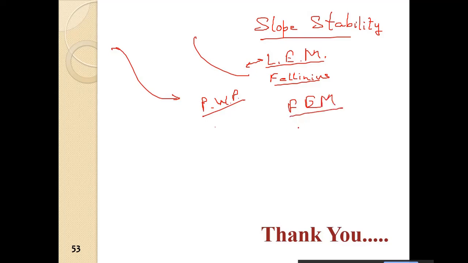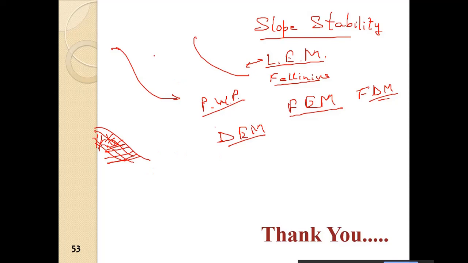Then we have the discrete element method. In fact, we can also use FDM, the finite difference method, using the Lagrangian calculation. Then we have the discrete element method, DEM, where the slope is divided into discrete elements.